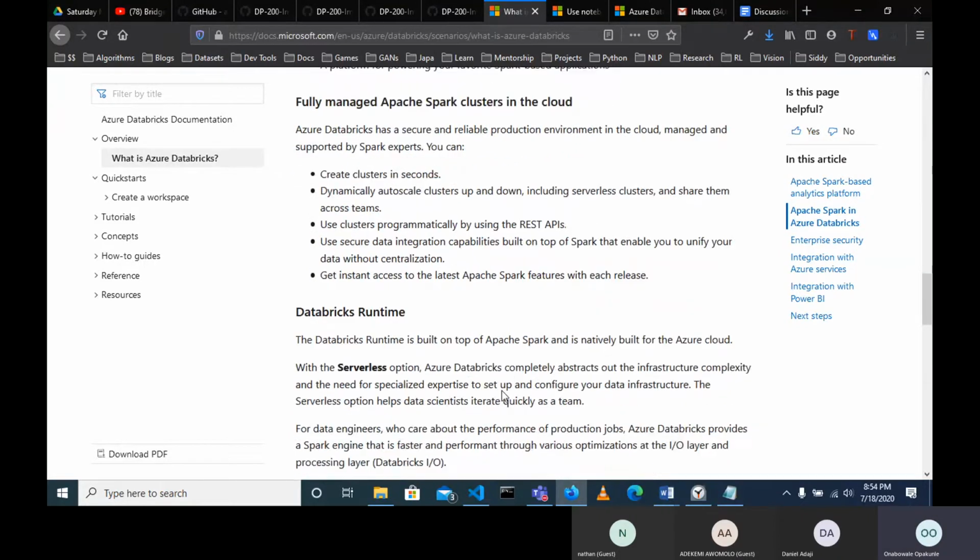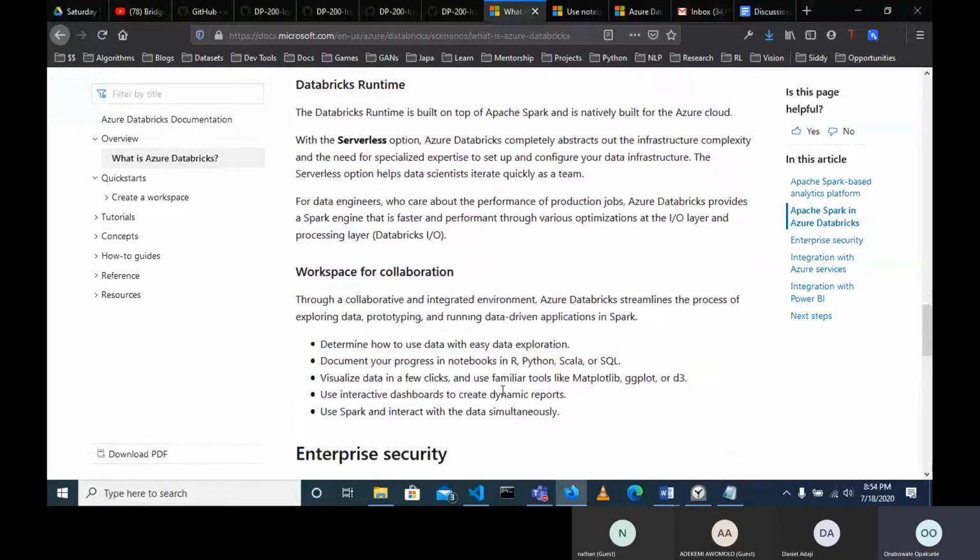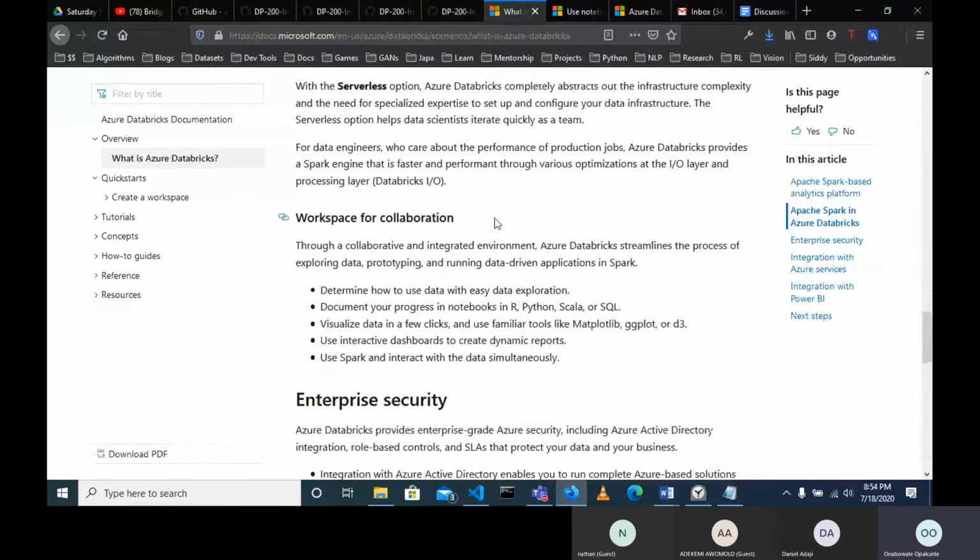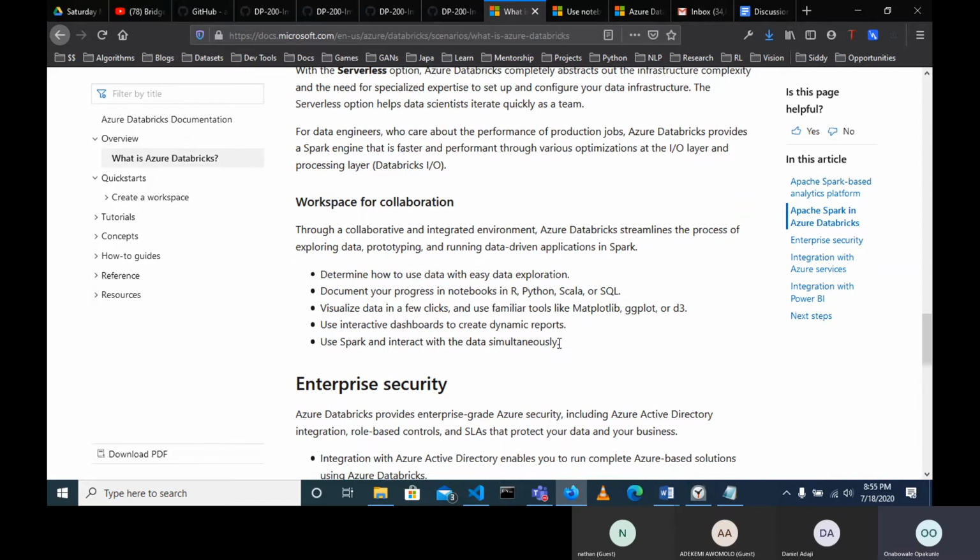So this is why it will serve for this purpose. The collaboration feature, as we'll see later on, helps us add people to a workspace and collaborate seamlessly.